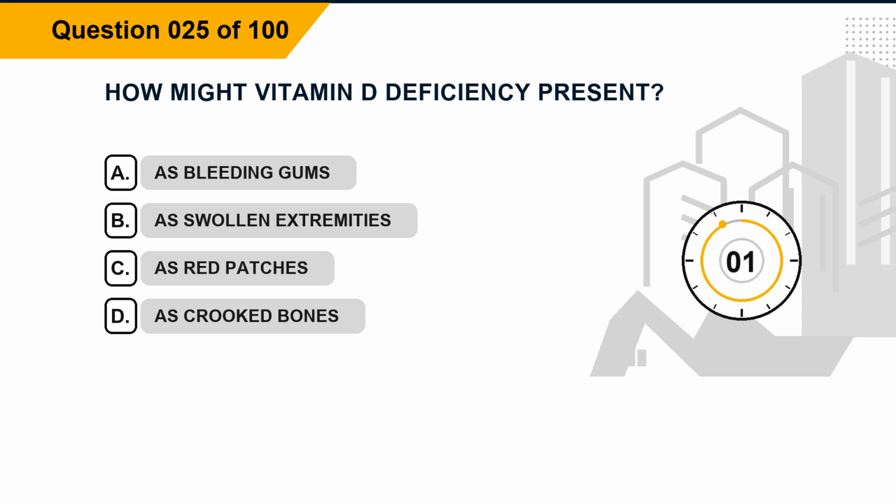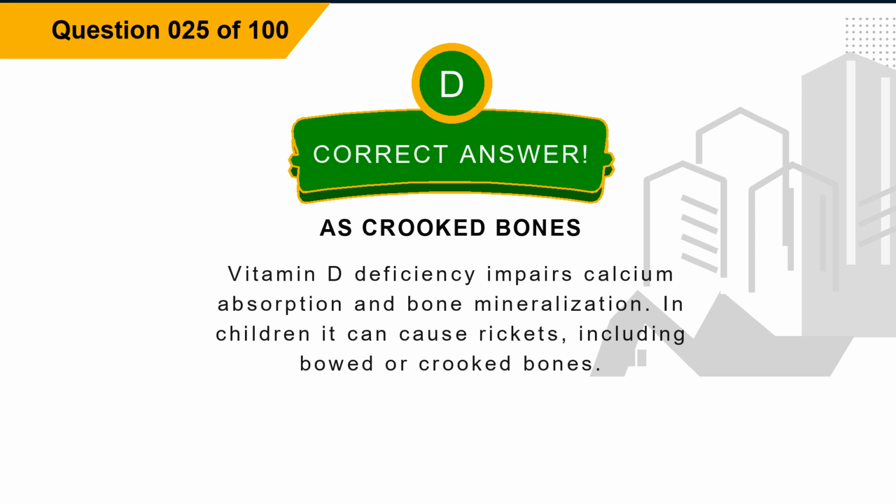Option D, as crooked bones. The correct answer is option D, as crooked bones. Explanation: vitamin D deficiency impairs calcium absorption and bone mineralization. In children it can cause rickets, including bowed or crooked bones.